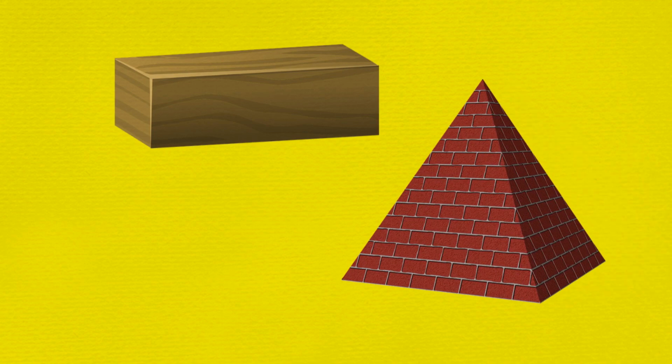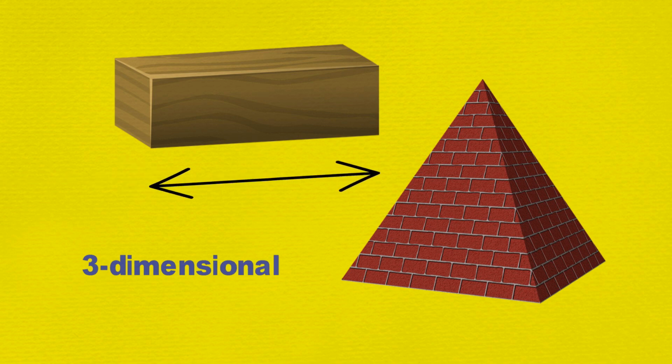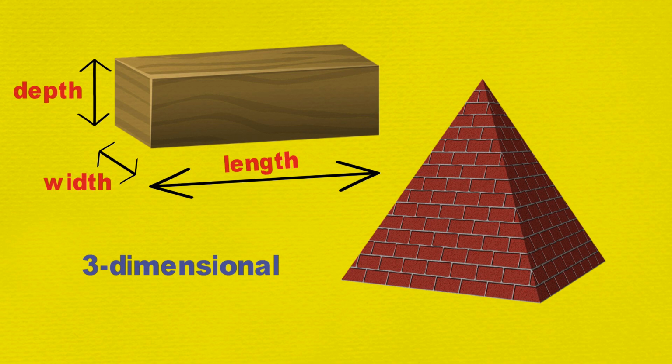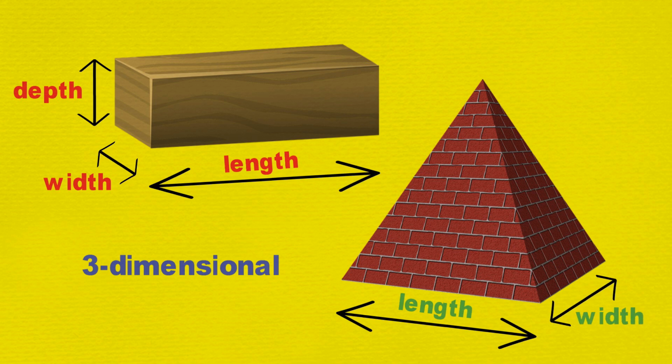Solid objects, such as a block of wood or a pyramid, are three-dimensional because we measure them with three dimensions or directions. For example, the length, width, and depth of the block of wood, or the length, width, and height of the pyramid.